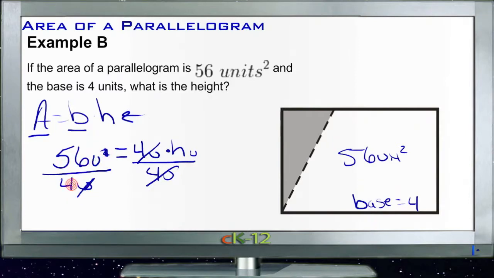And then 56 divided by 4, well, 56 divided by 2 would be 28, so divide that by 2, we get 14. So we have 14 units. Nice U there, Laramie. There we go. 14 units is equal to H units. So that tells us that our height is 14 units. So from here down to here will be 14 units. Yeah? All right, example C.